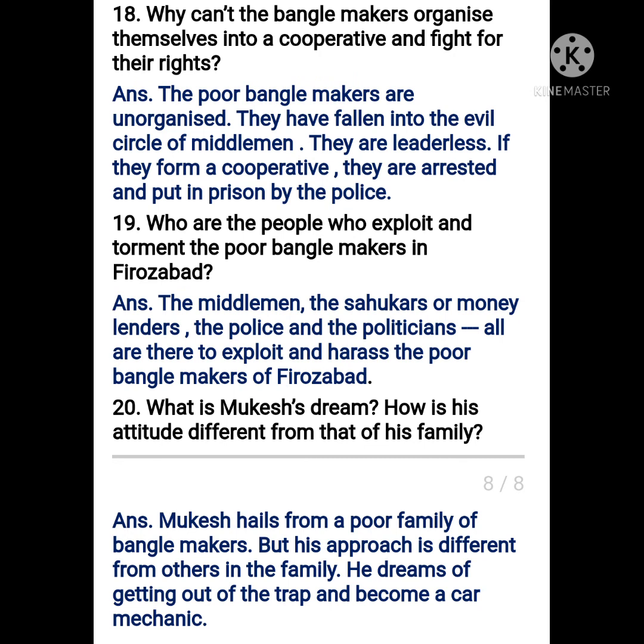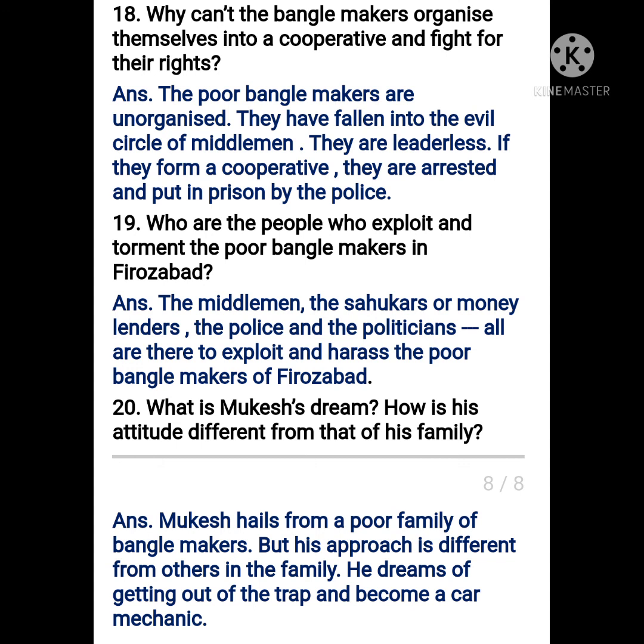Now question number 18. Why can't the bangle makers organize themselves into a cooperative and fight for their rights? Answer. The poor bangle makers are unorganized. They have fallen into the evil circle of middlemen. They are leaderless. If they form a cooperative, they are arrested and put in prison by the police.